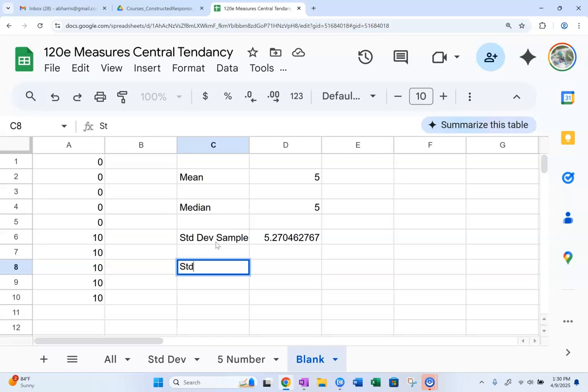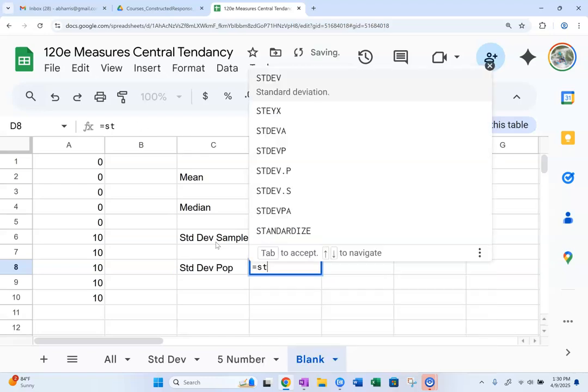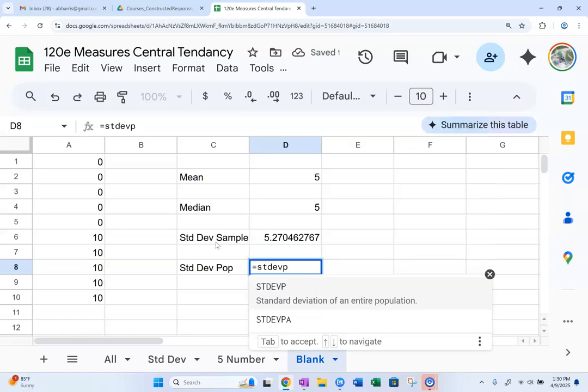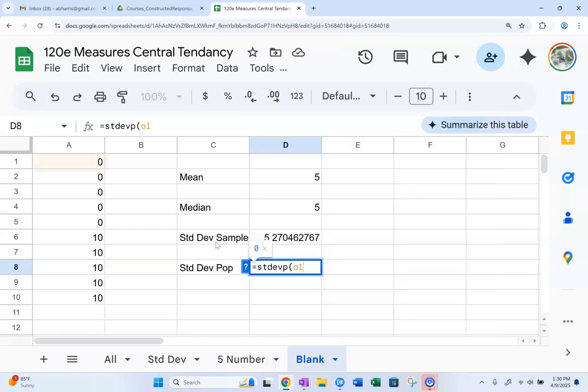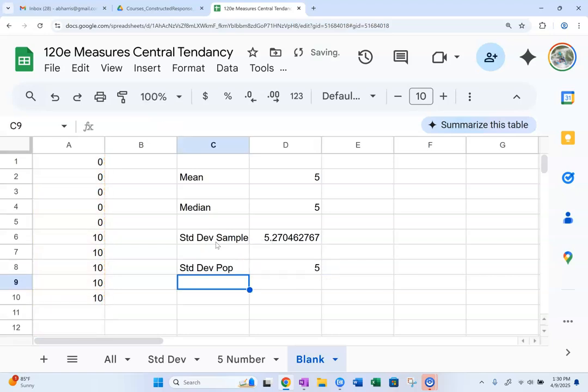And let's do standard deviation of a population, equal STDEVP, A1 to A10. And there's your standard deviation of this population, which is actually 5 here.